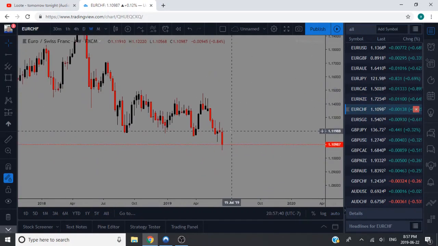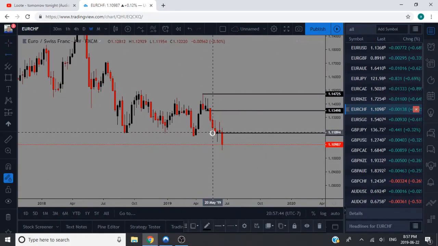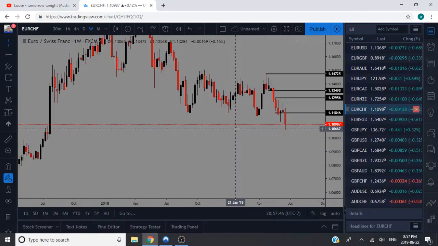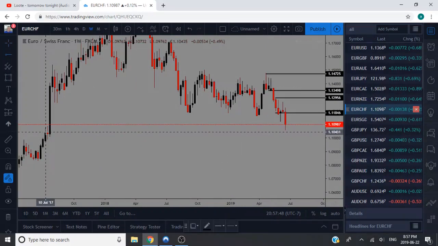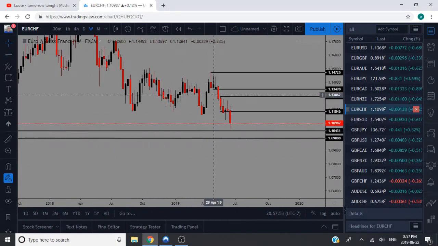Euro Swiss. Ooh, we got a very nice supply up here, and it looks like we're forming some supply right now. Continuing that breakdown. Looks like we got some demand right here. Continuing that downtrend, we broke down. We had a convincing close. I'm looking for shorts.